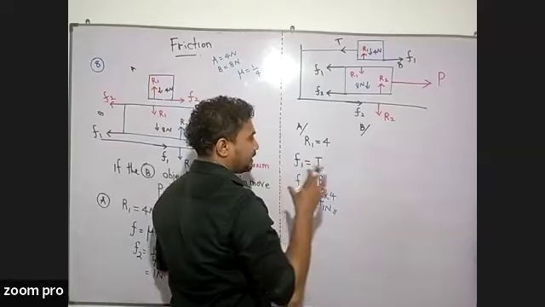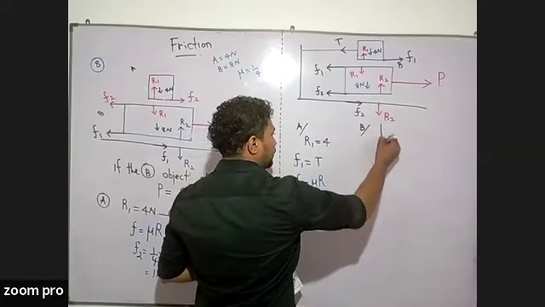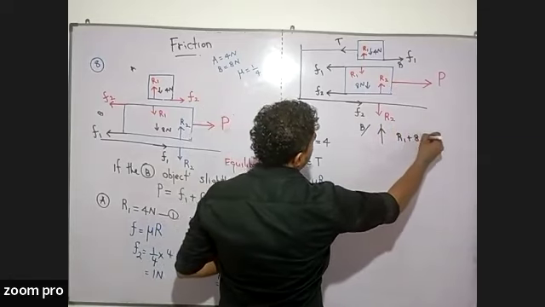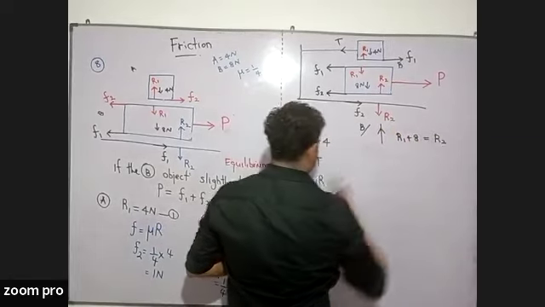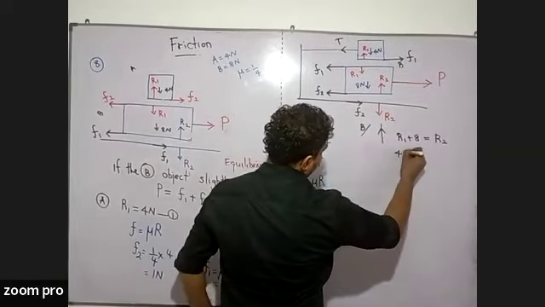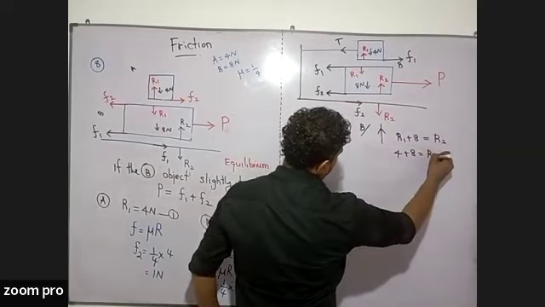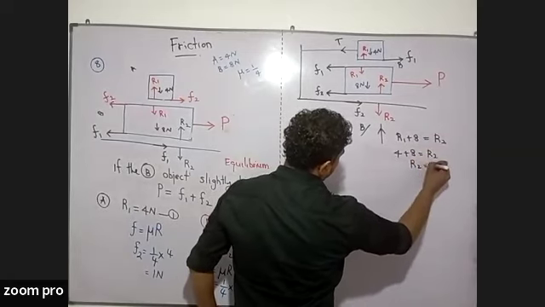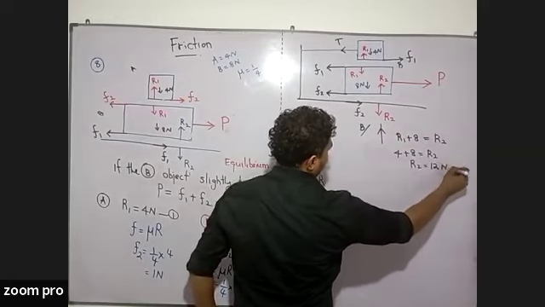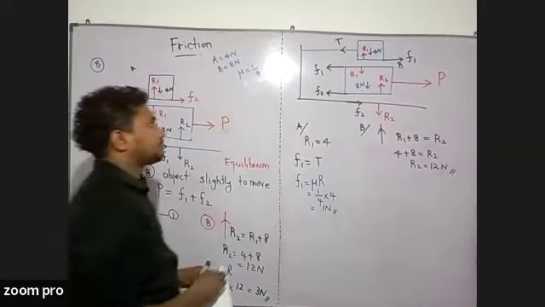Then we can derive an expression by considering the vertical forces, that is R1 plus 8 Newton should be equal to R2. Since we have obtained that R1 is equal to 4, R2 equals 12 Newton. Sorry, 12 Newton. Right.